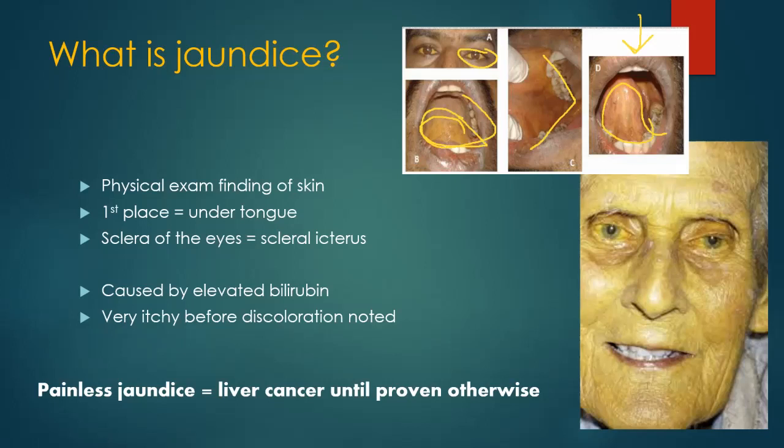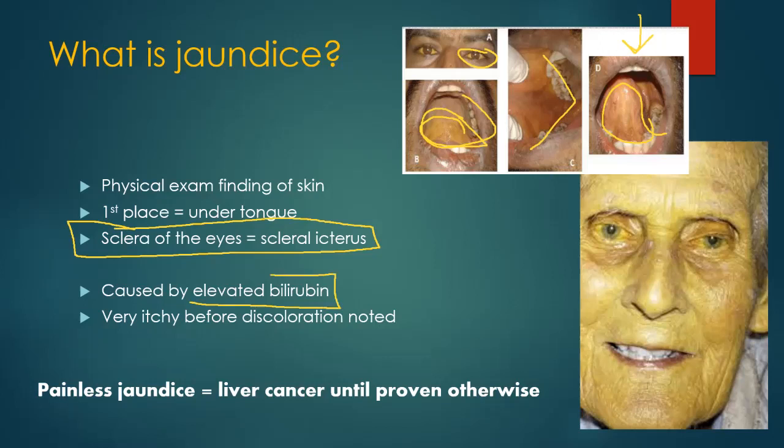Now, there have been a couple of cases of people who just have scleral icterus only. We'll talk about that a little bit later. But jaundice is only caused by one reason and one reason alone, and that is elevated bilirubin. Usually, this is an indication of a liver problem. And again, we'll talk about that here in the next couple slides.